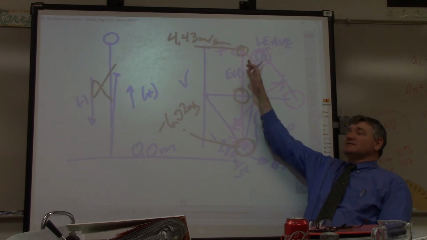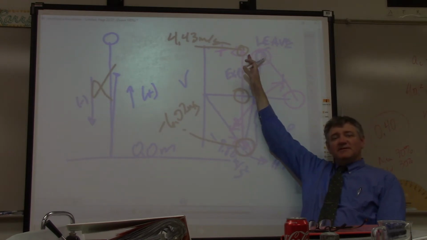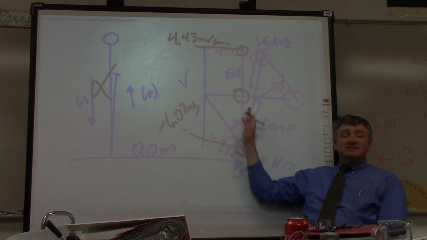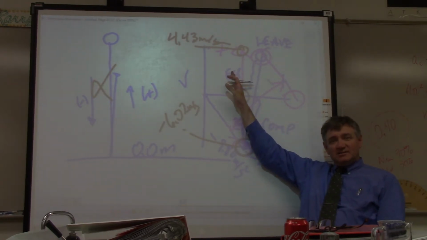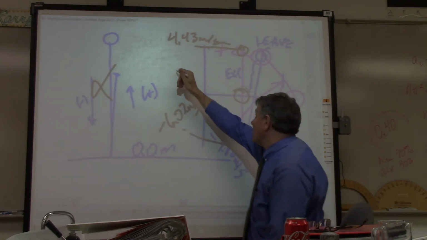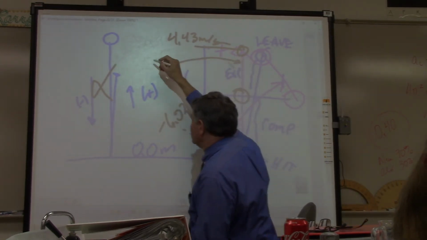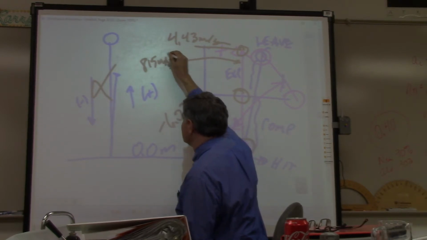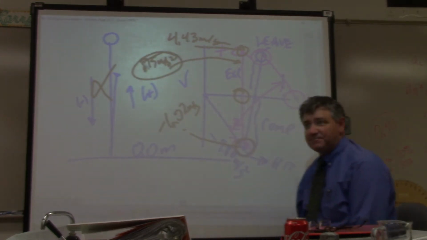Does it make sense that it's a positive number? Yes, because it doesn't take very long to undergo that transition. So the slope of this line becomes 815 meters per second squared.